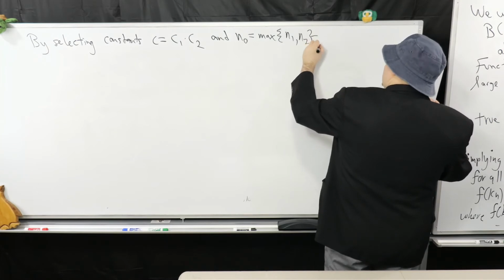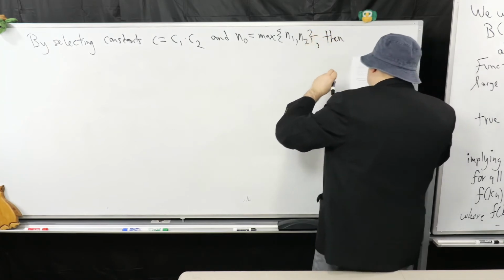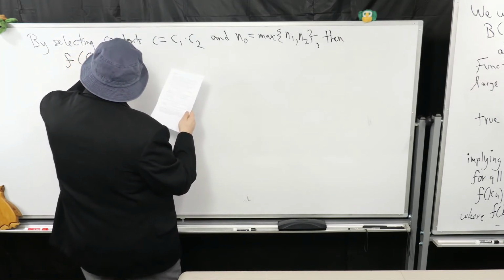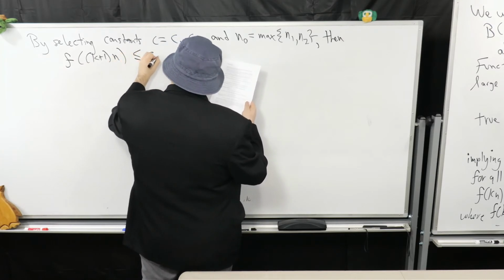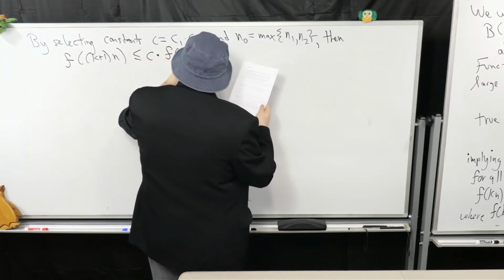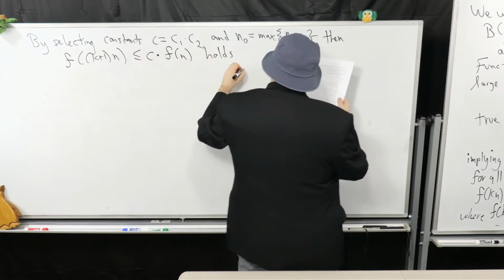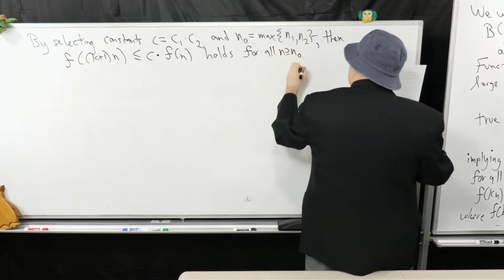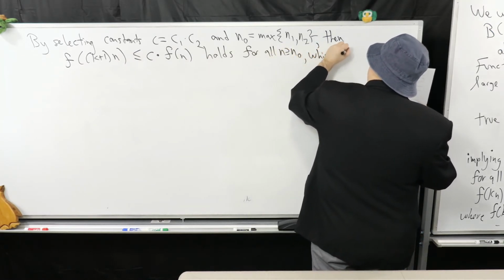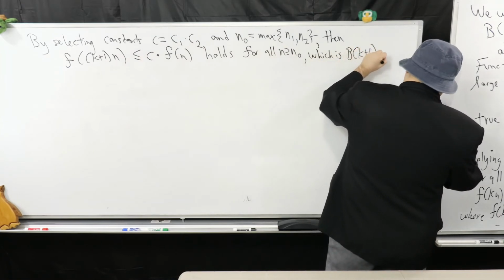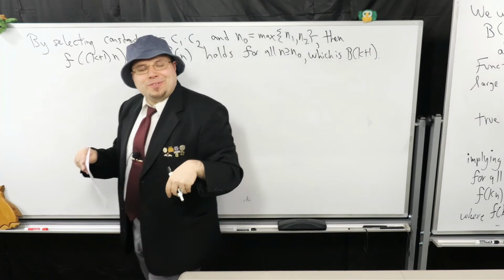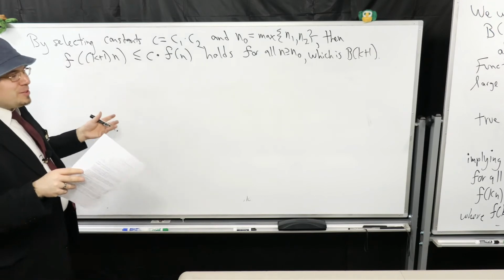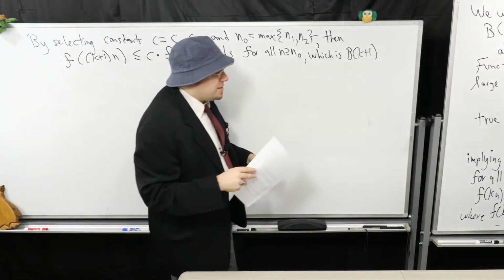So then I could say this. Then f of k plus 1 times n is less than or equal to c times f of n. It holds for all n greater or equal to n0, which is b of k plus 1, right? Well, that's what we need for the proof of the induction step. We need to find c and n0. But we did, we put the two pieces together that got us to the right spot.